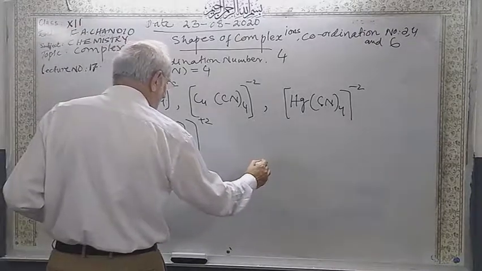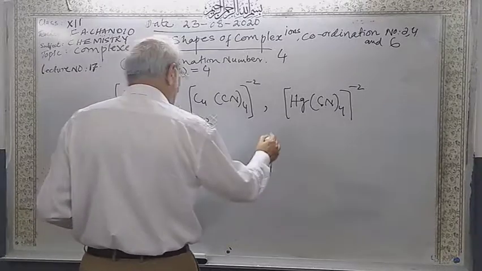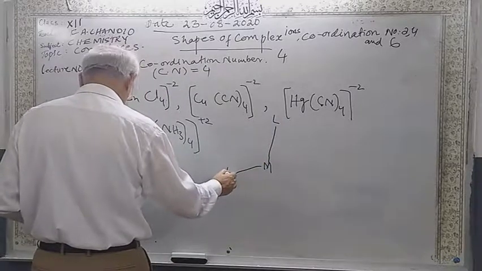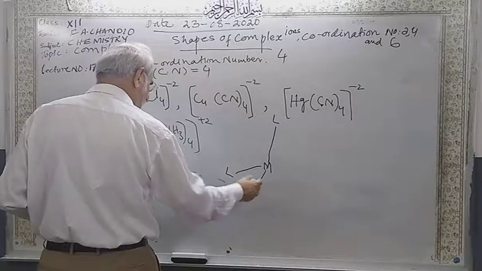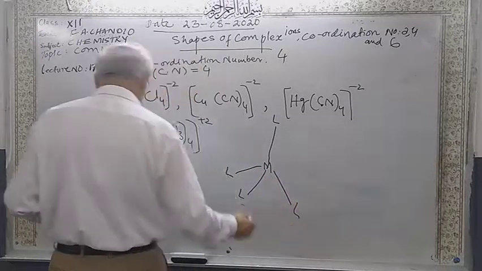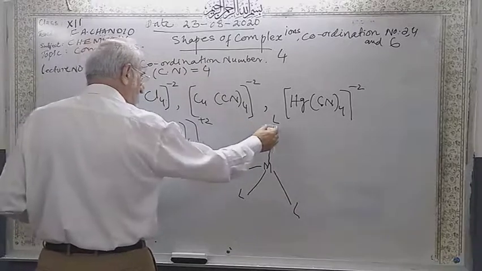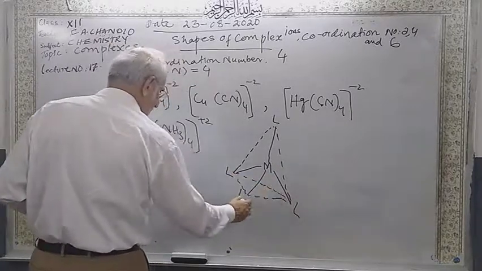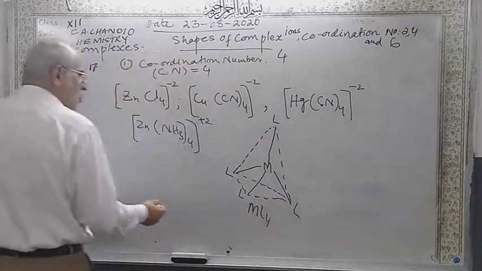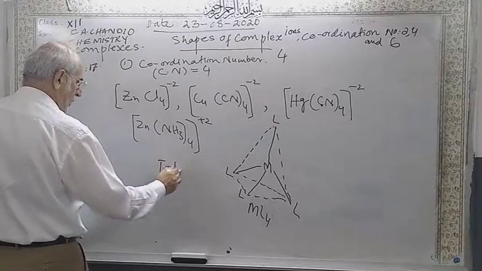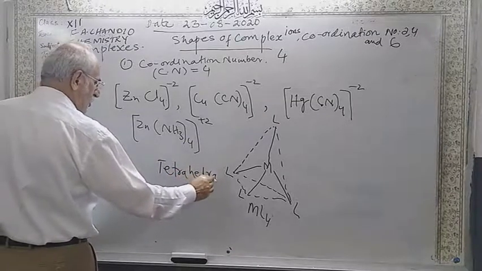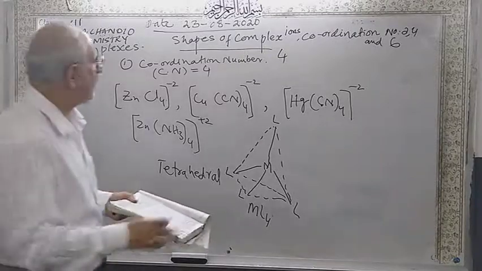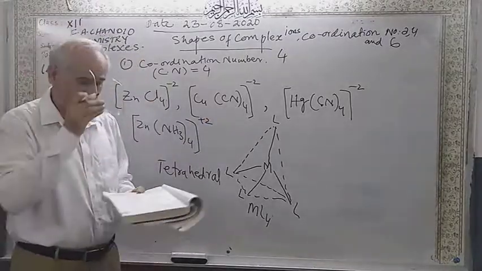Maybe tetrahedral: metal is at the center, and this is ligand 1, this is ligand 2, this one is ligand 3, and this one is ligand 4. So if you join these, you will get this one, ML4. This geometry is called tetrahedral. So tetrahedral geometry is going to be formed here. This is the one possibility if there are 4 ligands.